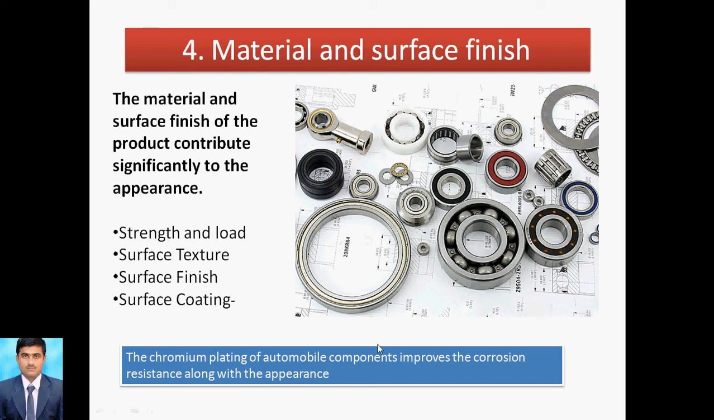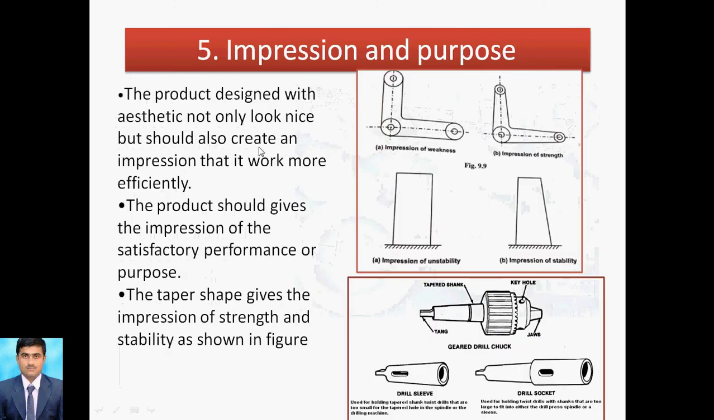Let me give one example. Chromium plating is done on automobile components, so it can improve the corrosion resistance along with appearance. So this is related to material and surface finish. Now the next aspect for aesthetics is impression and purpose.